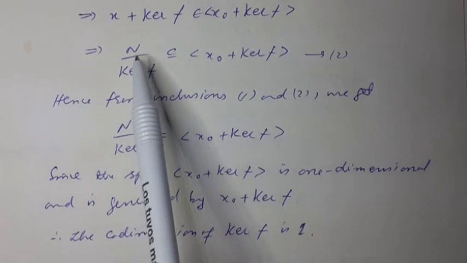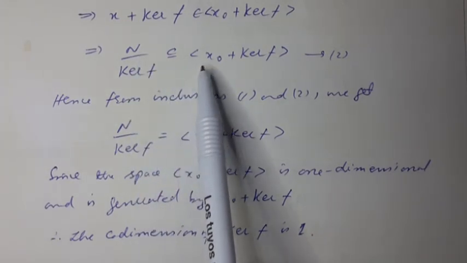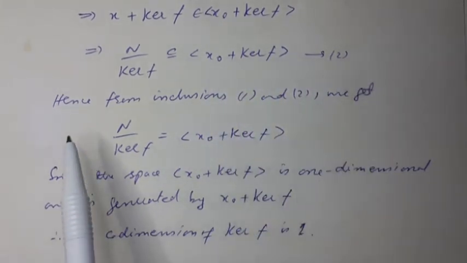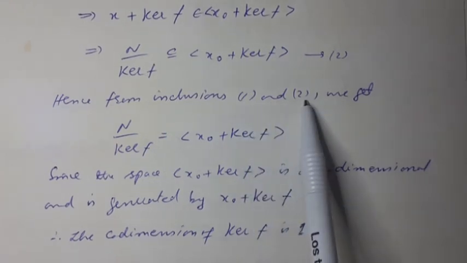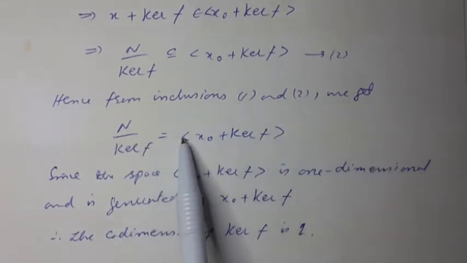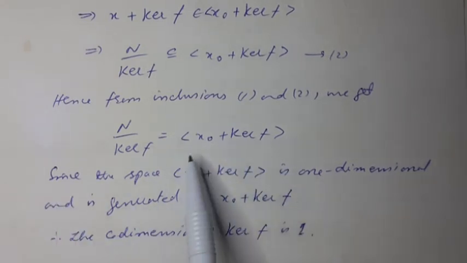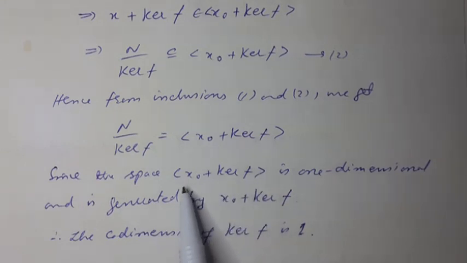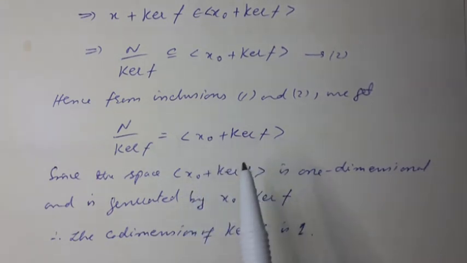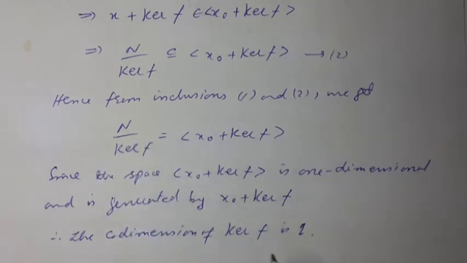This implies N by kernel f is a subset of the space generated by x naught plus kernel f, in equation 2. Hence, from equations 1 and 2, we get N by kernel f equal to the space generated by x naught plus kernel f. Since the space generated by x naught plus kernel f is one dimensional, therefore the codimension of kernel f is 1.